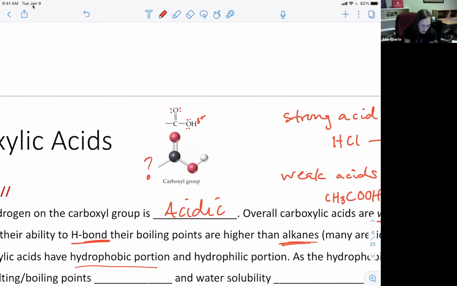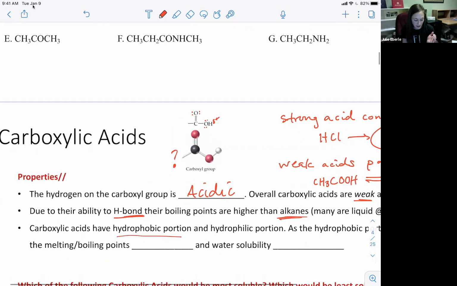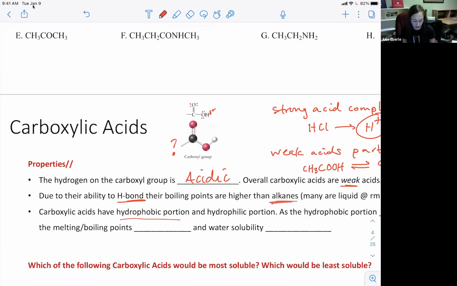We don't know what this side looks like. It could be a simple methyl group. It could extend all the way to like 8 carbons long, an octanol type of group or an octane type of group. So we don't know what that side of the molecule looks like. So it depends. Water solubility depends on the hydrophobic and the hydrophilic portions of the molecule.